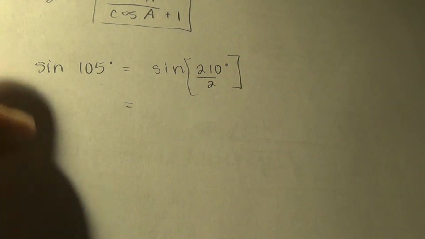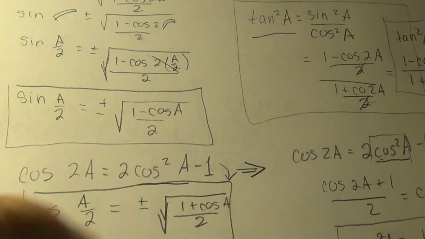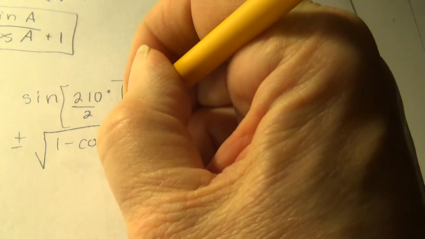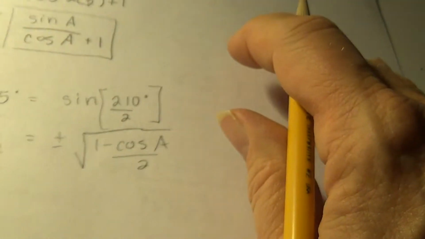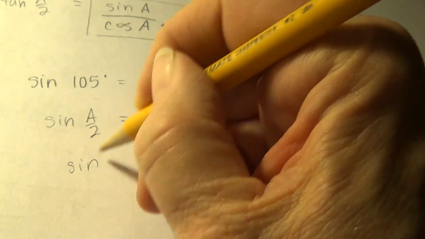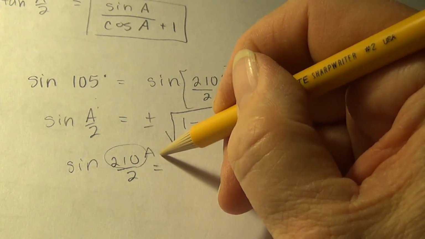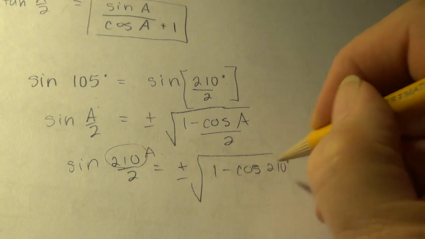And the sine of half an angle, let's go borrow it from the front here. Sine of half an angle is plus or minus the square root of 1 minus cosine A over 2. So let me write the formula. Sine of half an angle equals plus or minus square root of 1 minus cosine A over 2. Using that, sine of 210 divided by 2 equals, our 210 is going to take the place of A in our formula. So I get plus or minus square root of 1 minus cosine of 210 over 2.